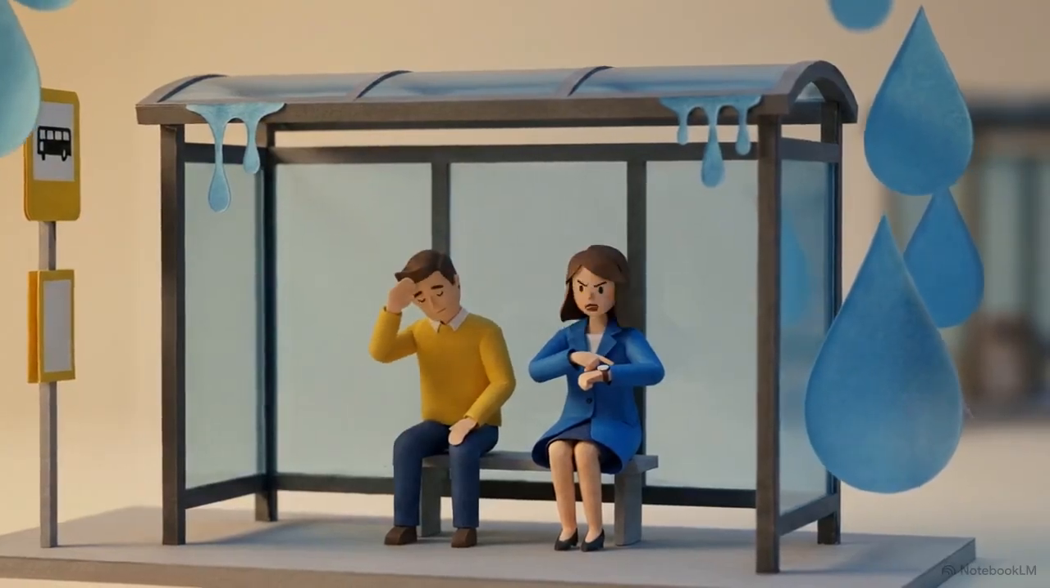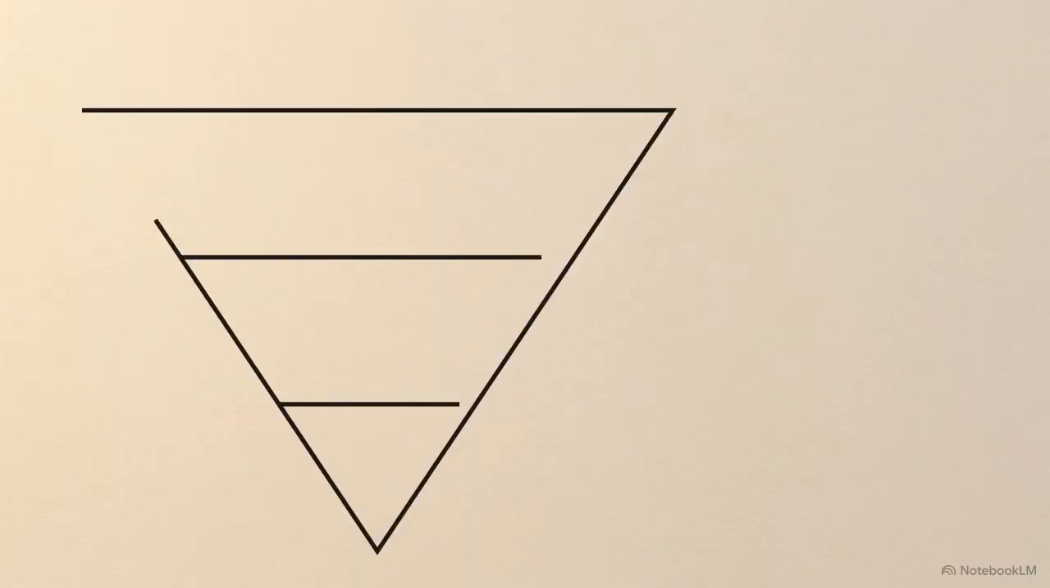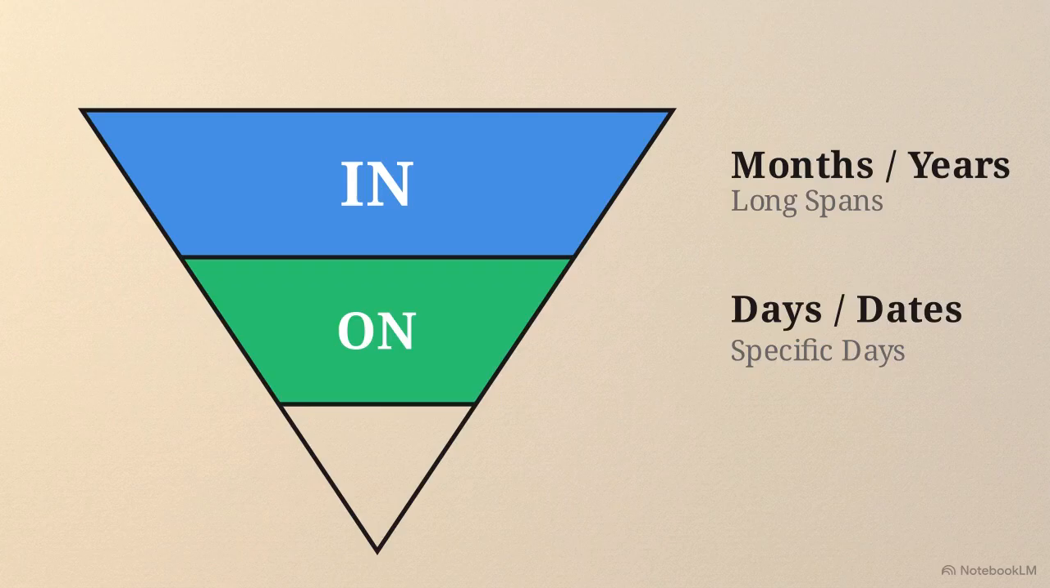The woman wants to know exactly what time this ride is going to show up. To be clear about when things happen, we use the time triangle. The wide top uses in for large spans like months. The narrower middle uses on for specific days. The bottom tip uses at for exact moments, like at 8.